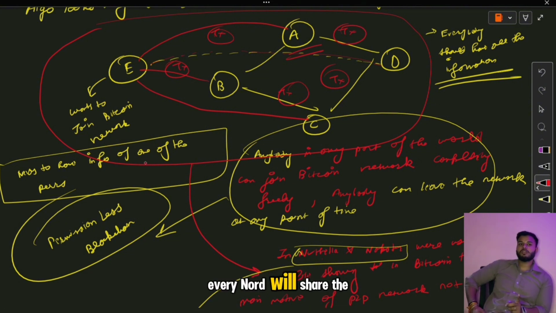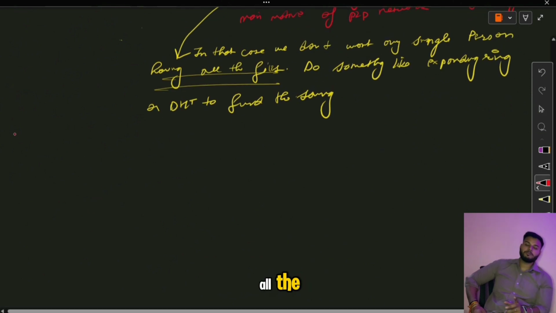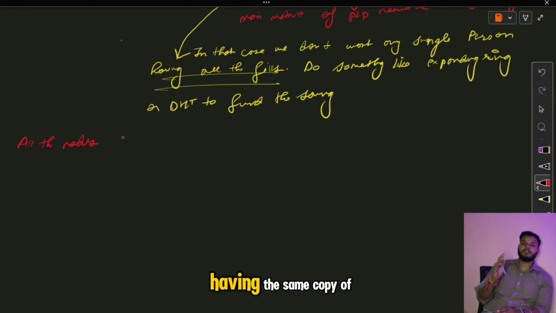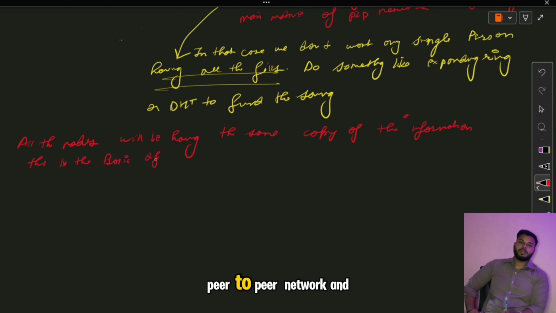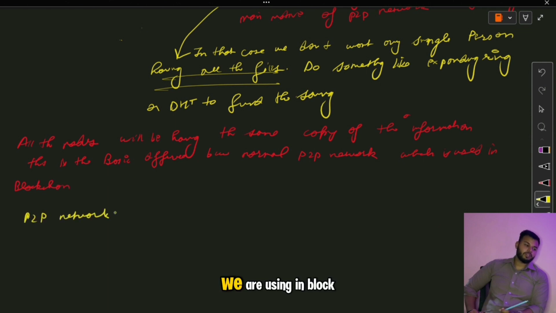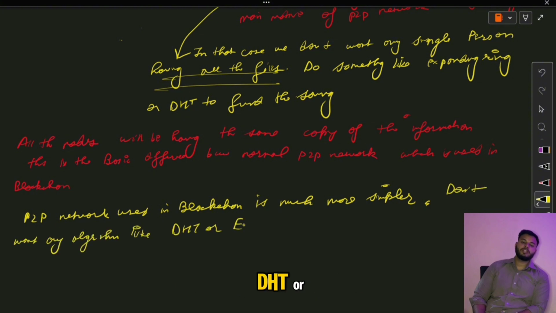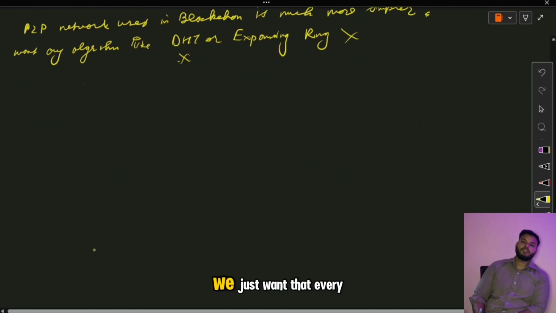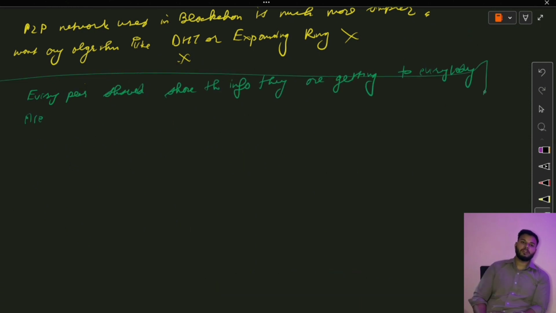In this way, every node will share the information of all the transactions that they are hearing. So all the nodes in the blockchain network or the Bitcoin network will have the information of all the transactions which are taking place. Basically, all of them will have the same copy of the information. So this is the basic difference between our earlier peer-to-peer networks and the peer-to-peer network used in blockchain. The peer-to-peer network we are using in blockchain is much simpler. We don't want a complicated algorithm like DHT or the expanding ring algorithm. We just want every peer to share the information that they are getting with everybody else. In this way, the Bitcoin peer-to-peer network works.